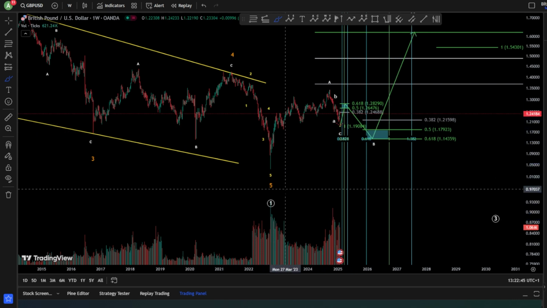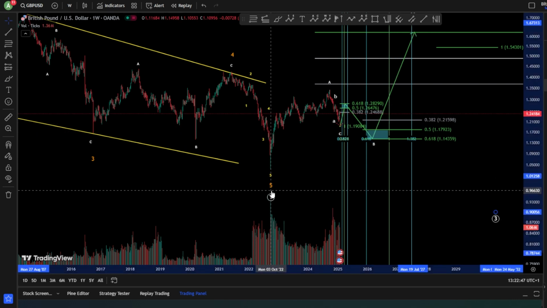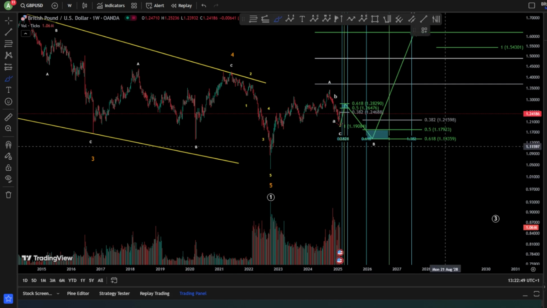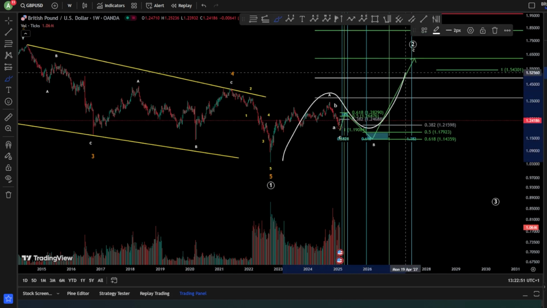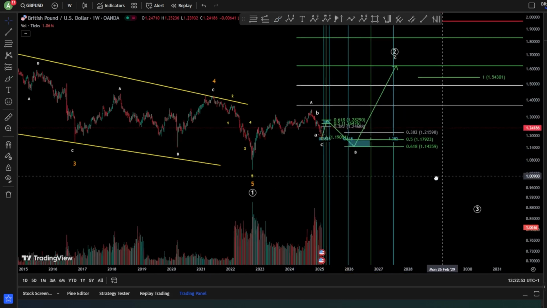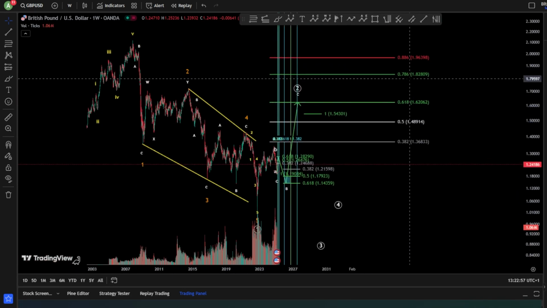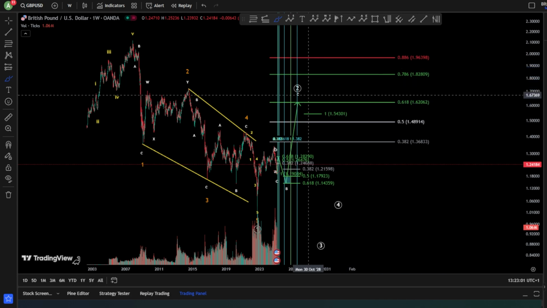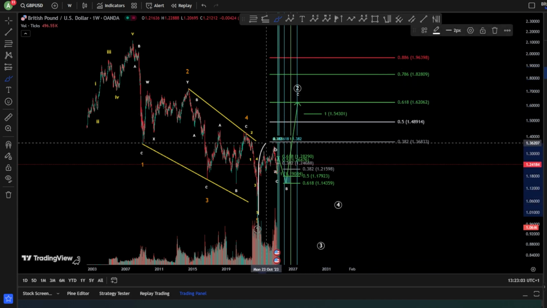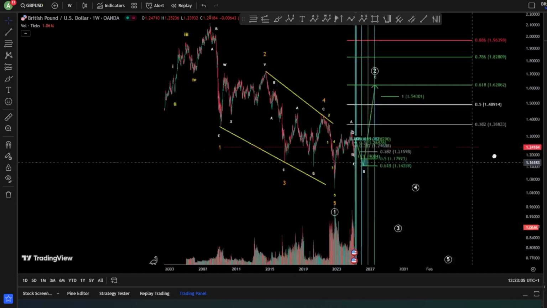Now from this bottom, as a wave 5 or probably as a wave 1 here, we are looking for at least 3 waves toward the upside. These 3 waves toward the upside would reach preferably the 0.618 or the 0.786, or in between them, for a wave 2 or for a wave C, as A, B and C in a zigzag.